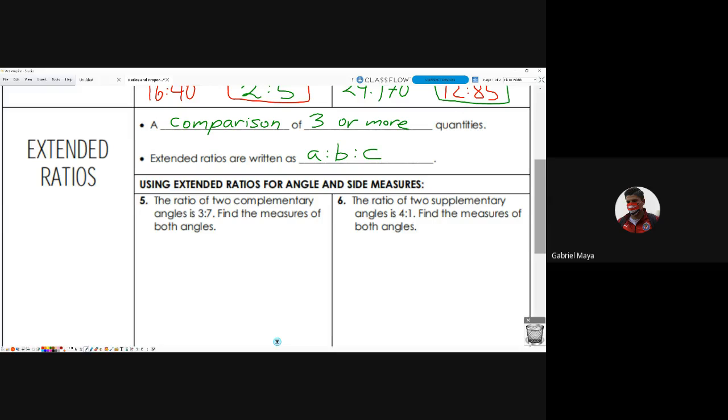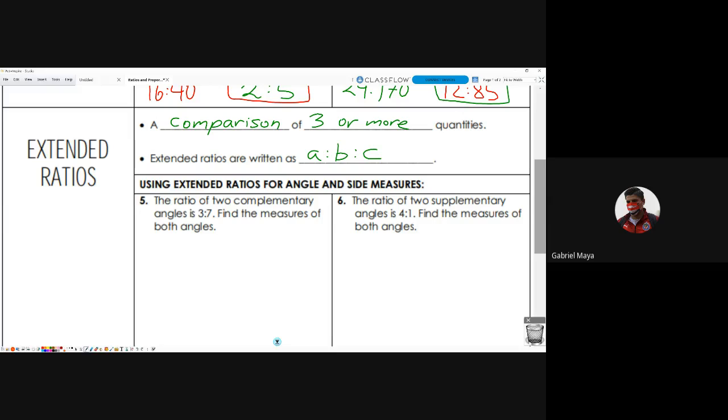Okay? So, let's go ahead. Those are ratios, but extended ratios, like I said. For every 1 teaspoon of salt, you have 2 teaspoons of sugar and 3 teaspoons of baking powder or baking soda, whatever. So, let's go back to this one right here.